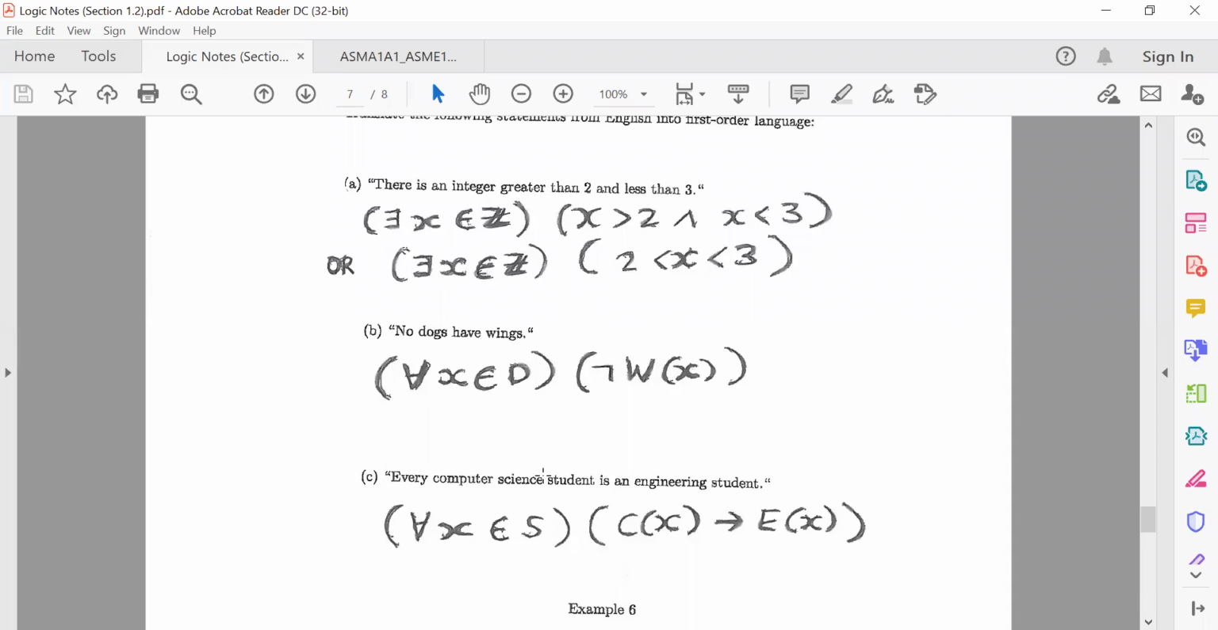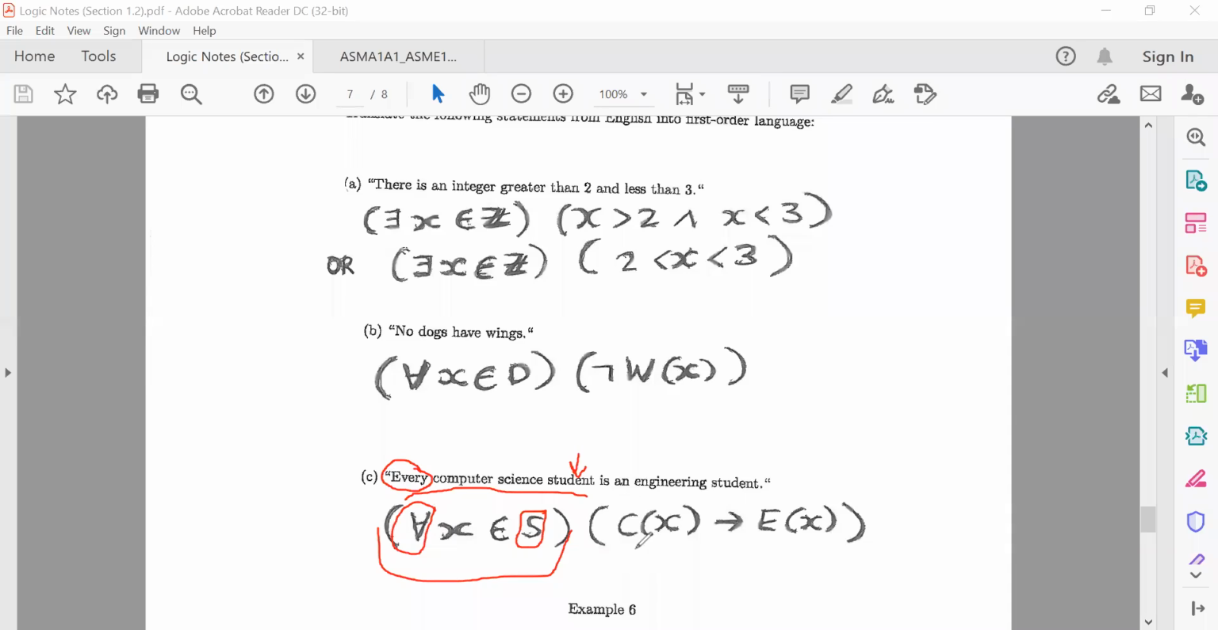All right. Let's look at C. Every computer science student is an engineering student. So first thing is, you need to tell me what student is, all right? So for student, I have a predicate symbol S. So every x element of S means all students, the set of all students. The reason I'm using the universal quantifier again is because of this statement: every computer science student, every means universal quantifier. And then, if you're a computer science student, it means you definitely are an engineering student.